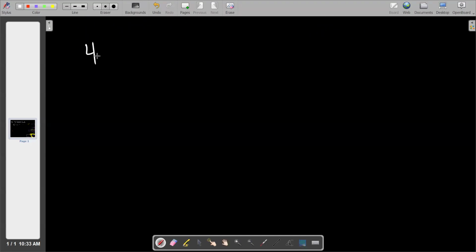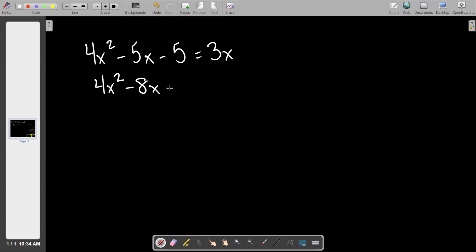4x squared minus 5x minus 5 equals 3x. What do we do first? What do we get? -8. So we get 4x squared minus 8x, I heard, minus 5 equals 0.